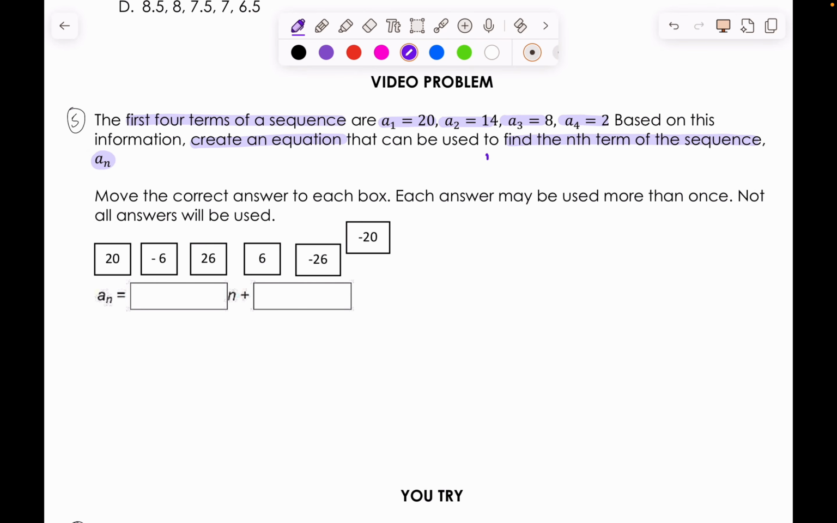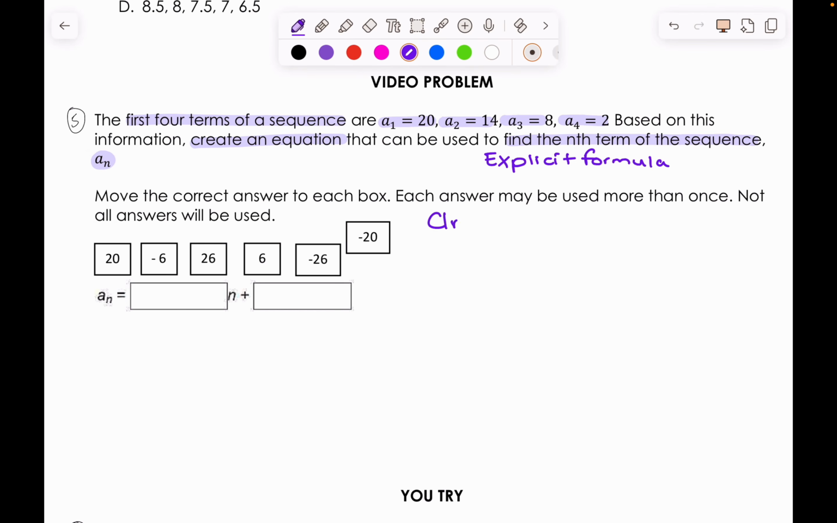So that's basically what they're asking us in here. What is our explicit formula? Now notice how you can move the correct answer to each box. Each answer may be used more than once. Not all answers will be used. Just keep that in mind. Now, what is the explicit formula?